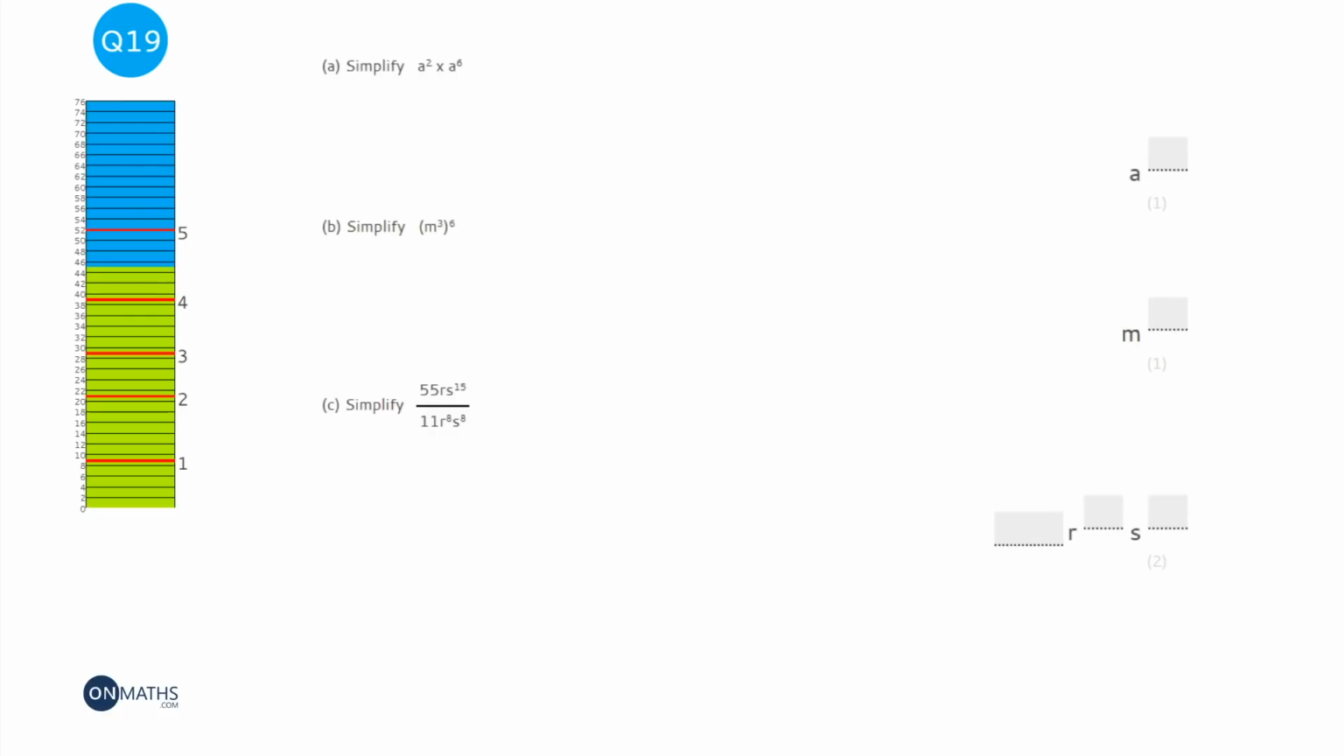These questions are just based on a few rules of indices. The first rule says that if you've got two powers with the same base, which these two do, because they're both a, you add the powers. Now, if you think about it, a squared is a times a. A to the power of 6 is a times a times a times a times a times a. So in total, we're timesing a by itself 8 times. So it's a to the power of 8.